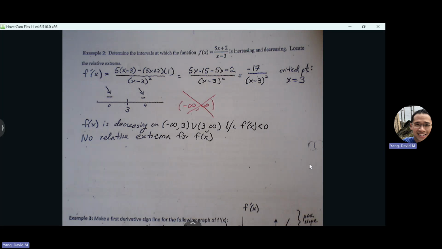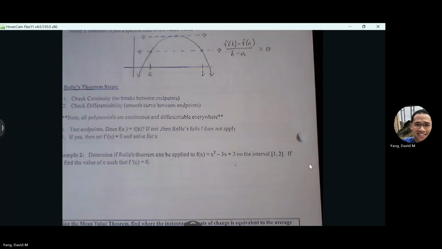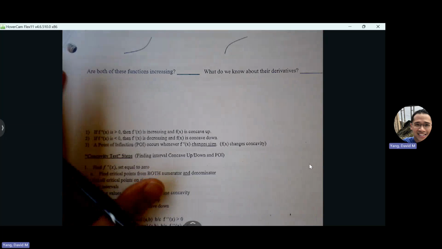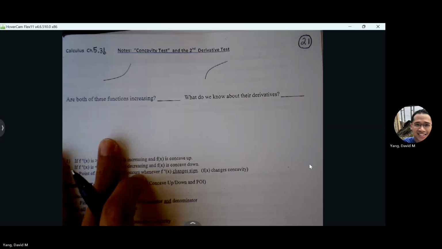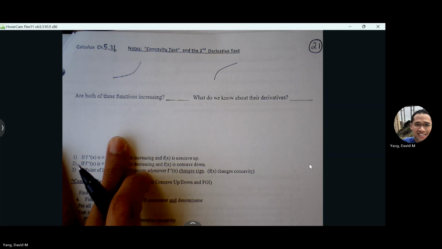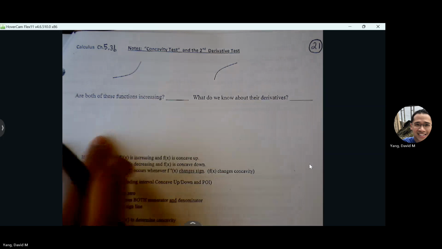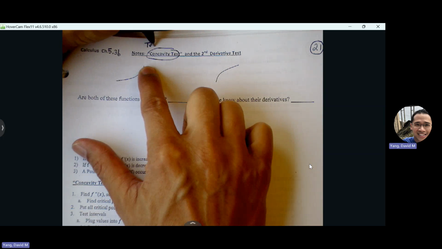Okay, example 3, we're going to come back to when we talk about interpreting a derivative graph. So let's go to the next page here. Okay, so I just want to get all the notes out of the way here from 5.3, page 21. Before I called it the concavity test, but I think the better name for this is the test for concavity.